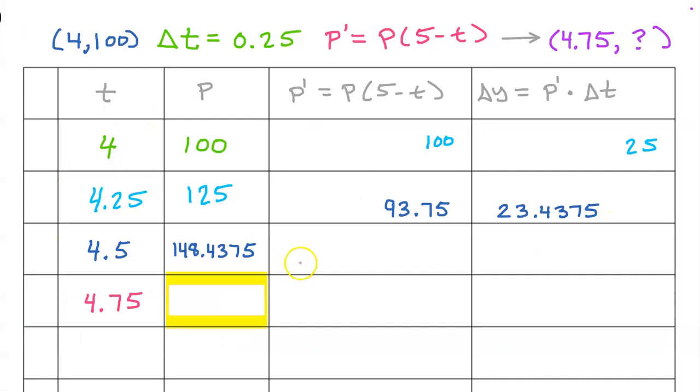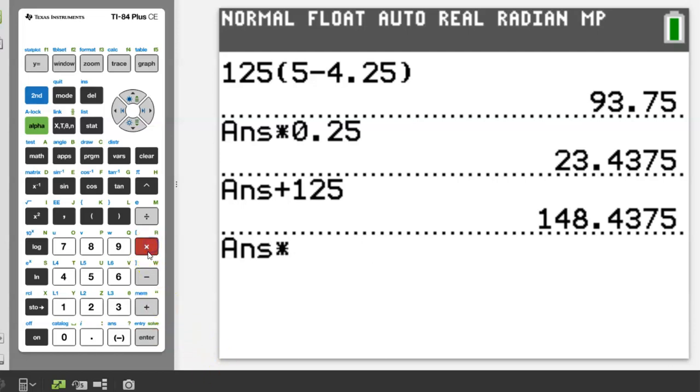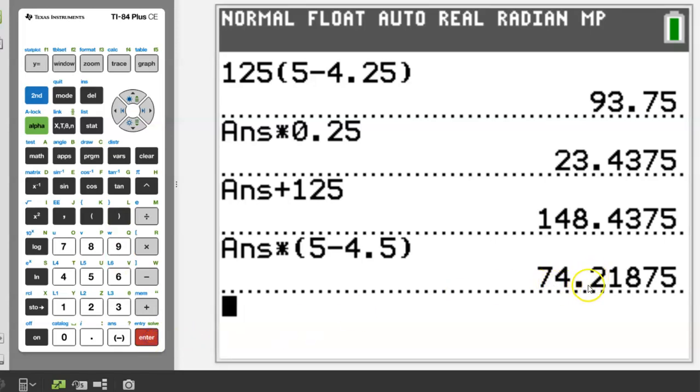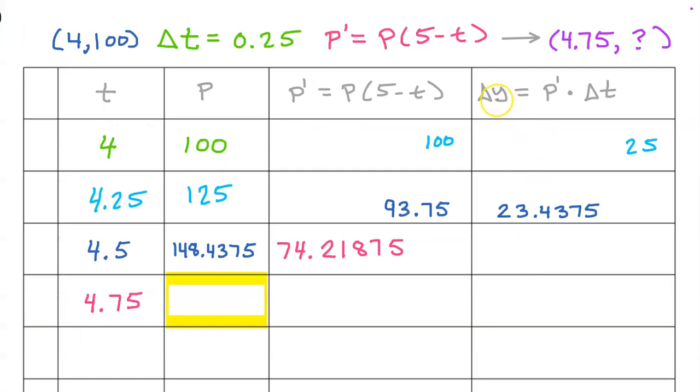148.4375. Let's do one more iteration. P prime is p times 5 minus t. So it's going to be this number times (5 minus 4.5). This number is already in the calculator, so I'm just going to do times (5 minus 4.5). Obviously this is just 0.5, so I could have just done that. Anyway, we get 74.21875.